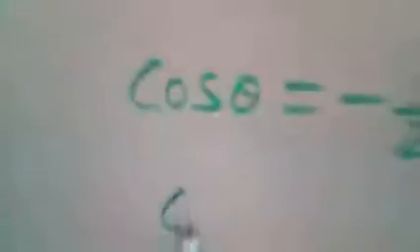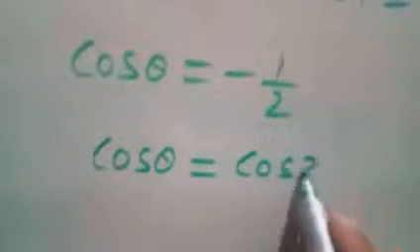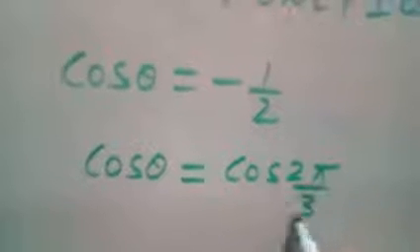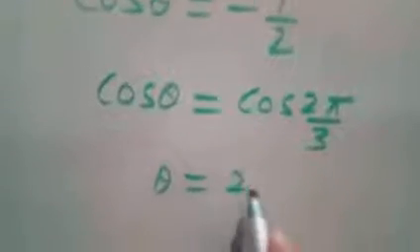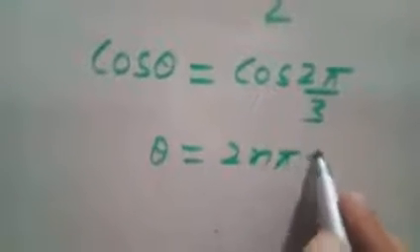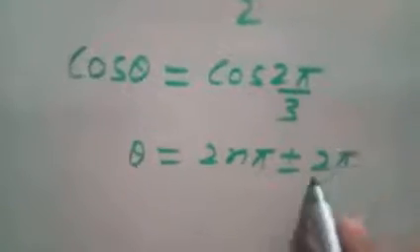Okay, similarly if we take the other sum, cos theta is equal to minus 1 by 2, this is the value of cos 2 pi by 3. So theta is equal to 2n pi plus minus alpha, which means 2 pi by 3.